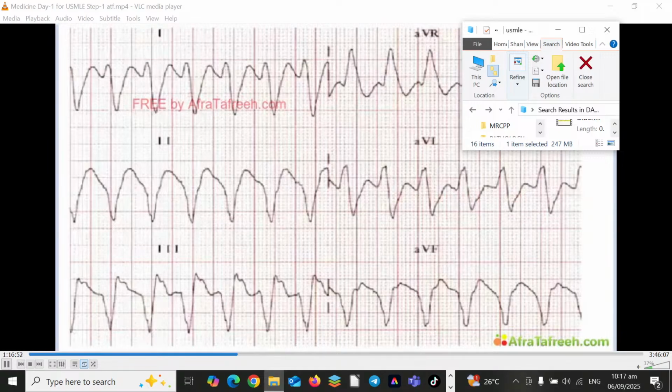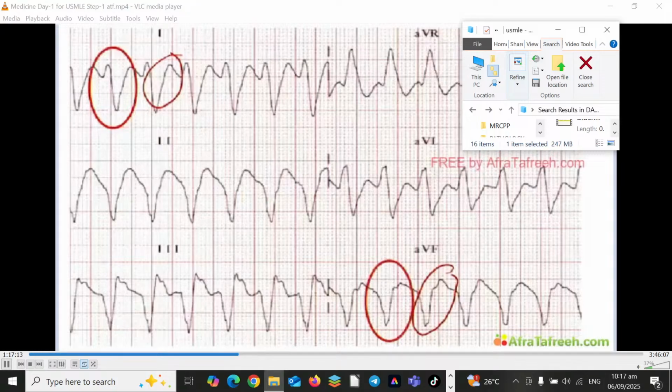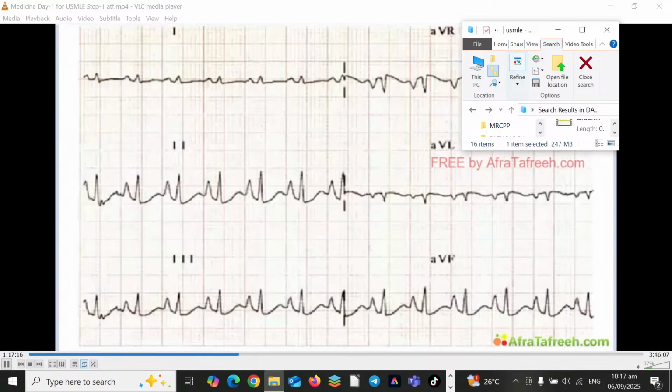Correct. So I've got 4 correct answers. So see, lead 1 is negative and lead AVF is negative. So when both are negative, that means it is on the right side, but it is not on the bottom. It is going upwards, and right upwards is the extreme axis. It's a bit tricky. Yes, very good.